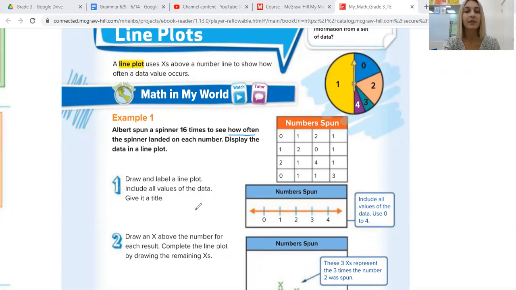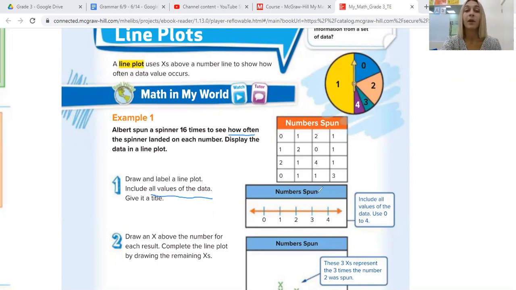Okay? So first thing you need to do is draw and label the line plot. You need to include all values of the data. Here's what this means. If I have an option that says 4, my number line needs to go up to 4. If I have an option where I could get 10, my number line needs to go up to 10. I need to represent all of the numbers that could be possible answers. So because we have 0, 1, 2, 3, and 4, our number line shows 0, 1, 2, 3, and 4.